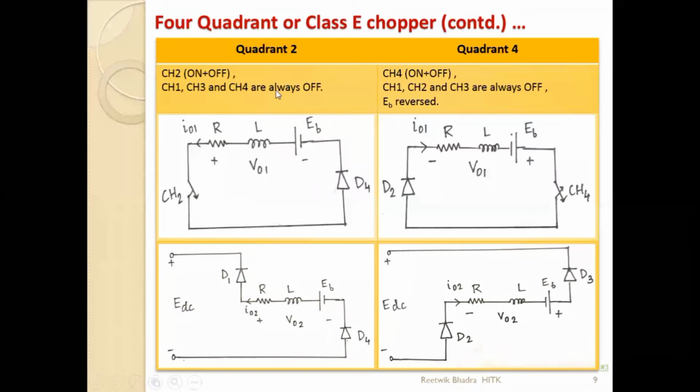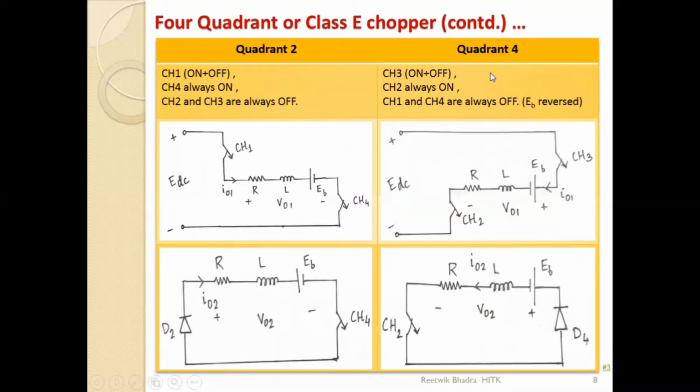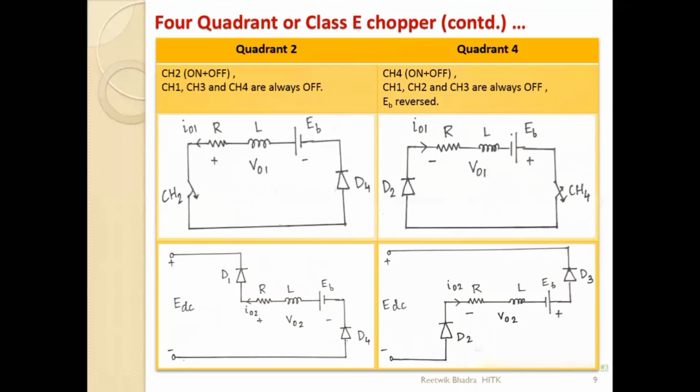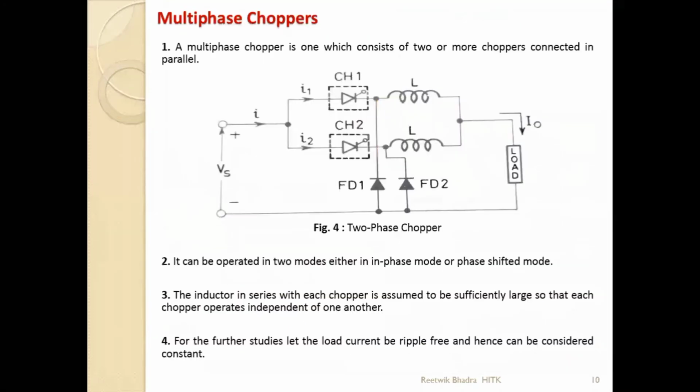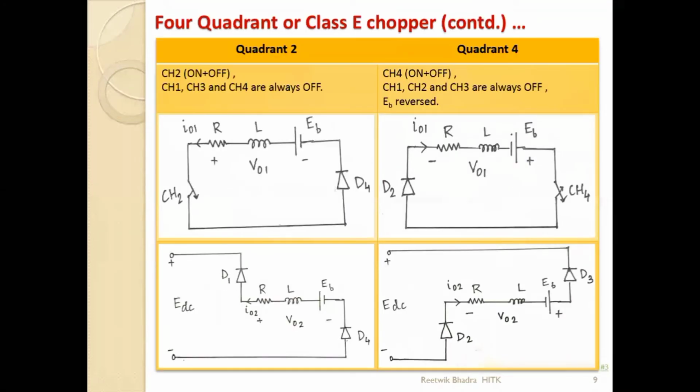And if you can write this condition for 2, you can easily write this condition for 4. If you can write the condition for 1, you can easily write it for 3. But this is for you to understand in a better way. Otherwise, there are many circuits in power electronics, so you have to understand each and everything. So it's a very easy way to compare and study. Okay, so we have ended our class E chopper.